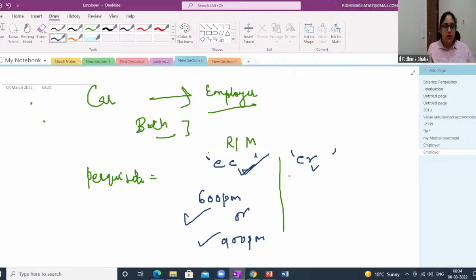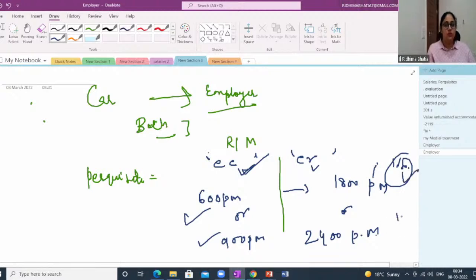So instead of this 600 and 900, the limit is increased to 1800 per month or 2400 per month. This would be when the engine capacity is up to 1600 cc, more than 1600 cc mein 2400 per month. Simple si baat hai, if employer is bearing the expenditure of running and maintenance, then obviously the perquisite value would be a bit higher.